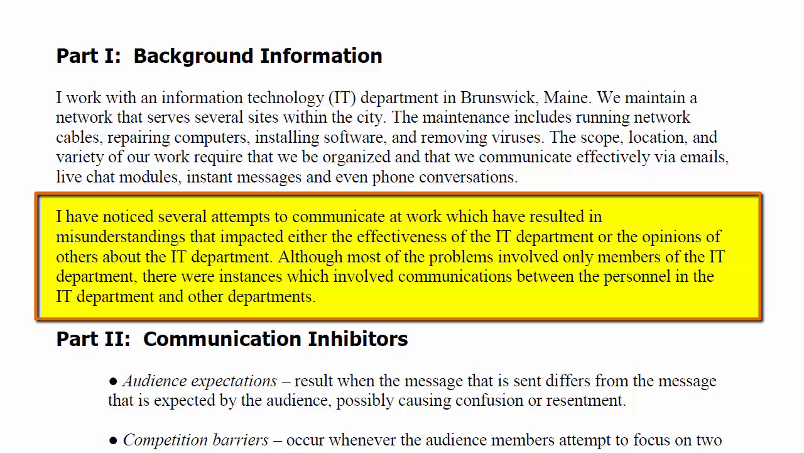Next paragraph. I've noticed several attempts to communicate at work which have resulted in misunderstandings that impacted either the effectiveness of the IT department or the opinions of others about the IT department. Although most of the problems involved only members of the IT department, there were instances which involved communications between the personnel in the IT department and other departments. Again, some essential background information. He's telling us all the people who were involved in the communications that he is reviewing.